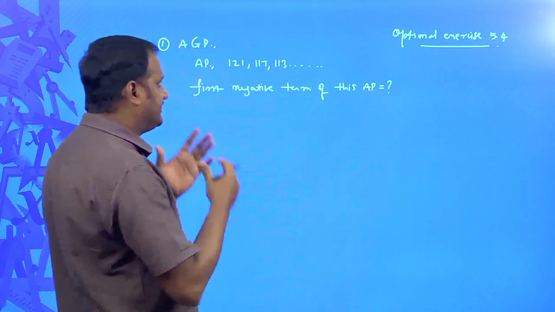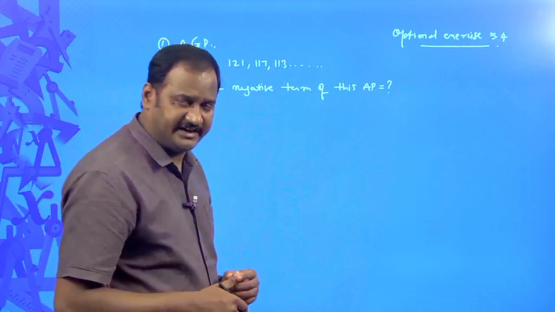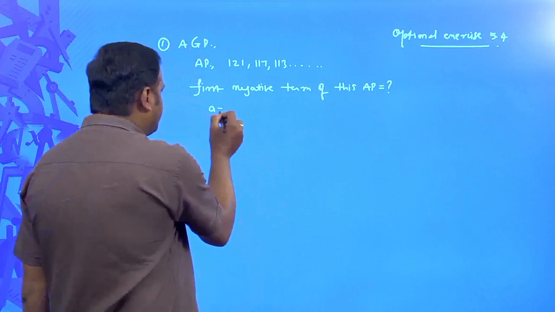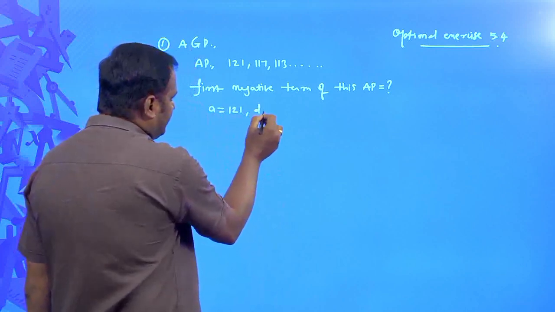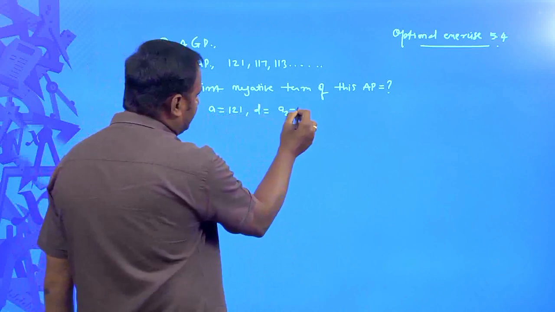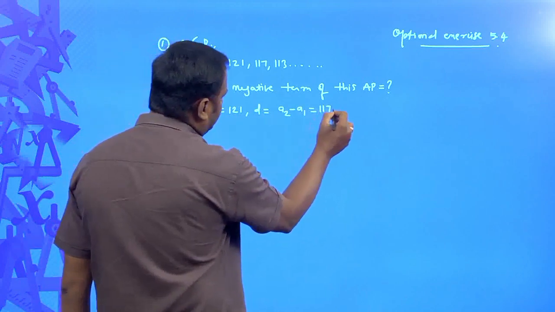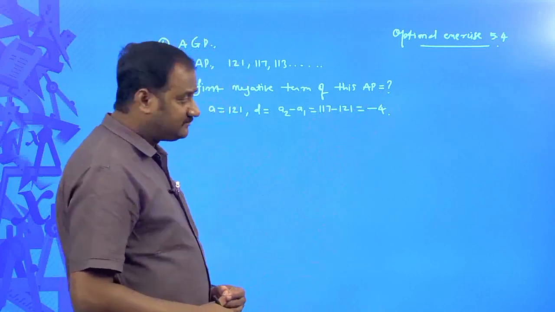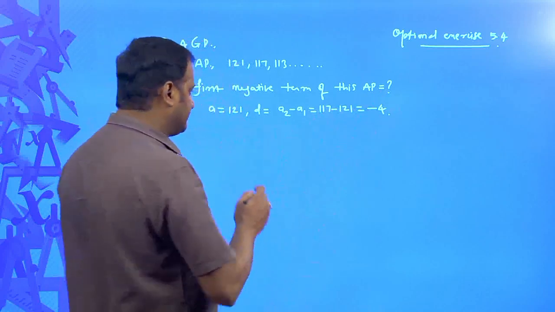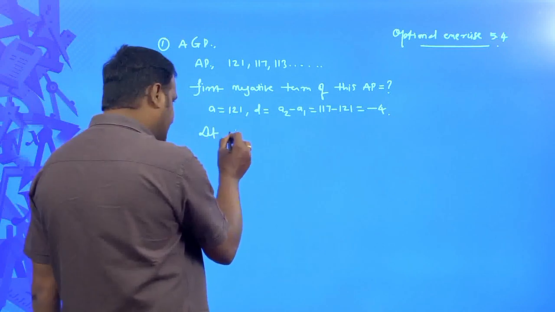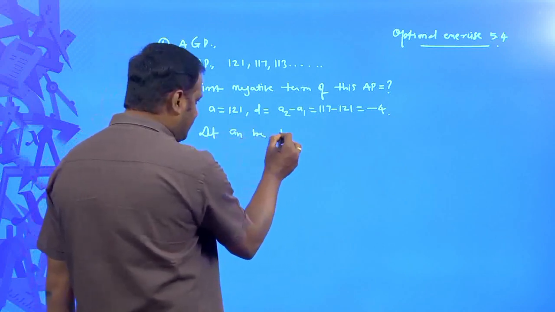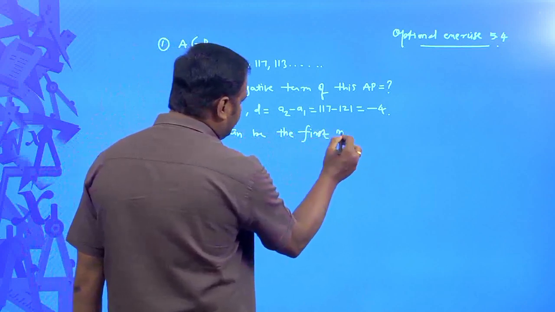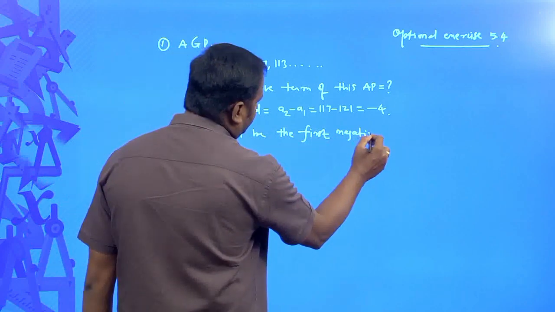For that, let us take that arithmetic progression. We can easily identify the first term as well as the common difference, where the first term is 121 and the common difference is A2 minus A1, which is 117 minus 121, equal to negative 4. Which term of the AP is the first negative term? We do not know. So, let AN be the first negative term.